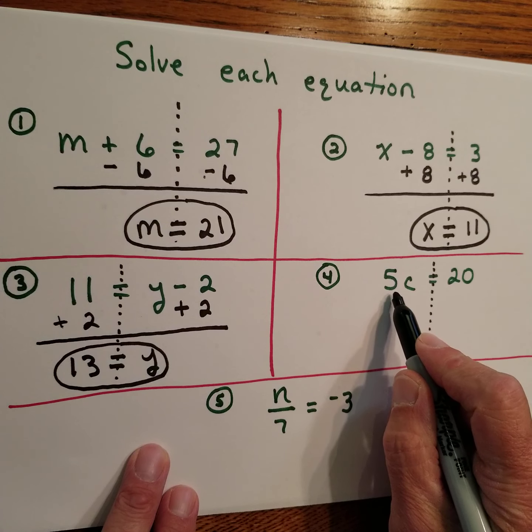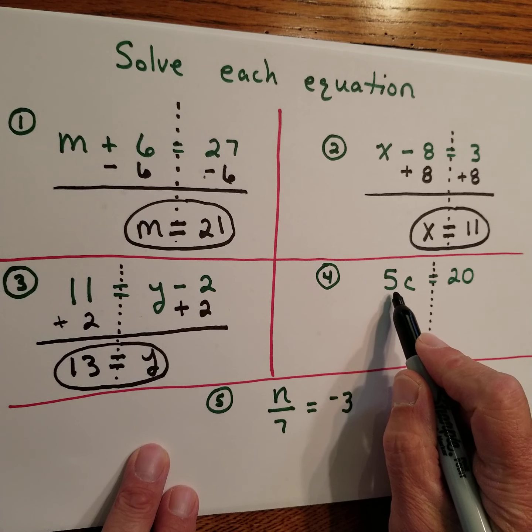For number 5, here's my fence. When I'm finished, I'll have my variable n on one side of the fence, my answer on the other. In order to get n by itself on this side of the fence, I must get rid of this 7. Now the n and the 7 are being divided. What's the inverse to division? The inverse to division is multiplication. I should multiply both sides by 7.